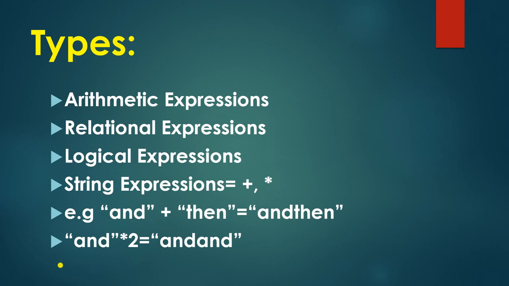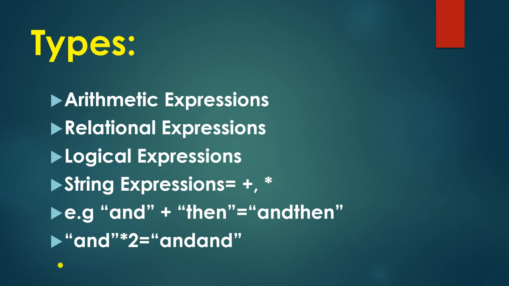The second one is the relational expression. An expression having literals or variables of any type along with a relational operator is a relational expression. For example, x > y, x == y, x <= y. Next one is the logical expression. The logical operators are or, and, not. When you write any expression with the help of these operators, it is called a logical expression.